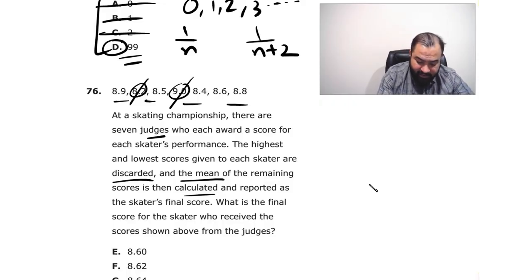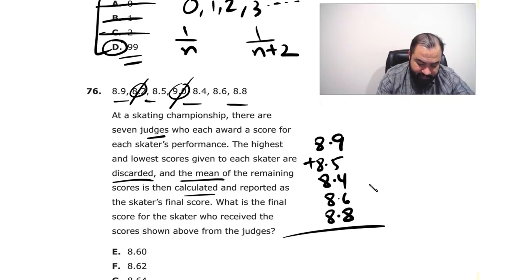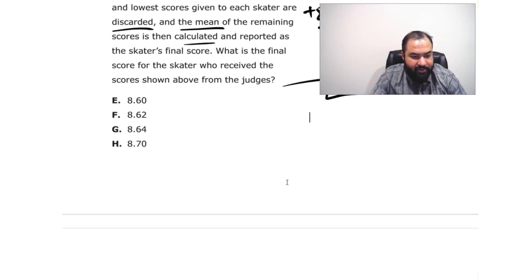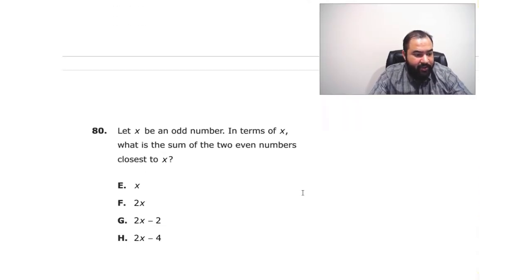So we just have to find the mean of it. So you do 8.9 plus 8.5 plus 8.4 plus 8.6 plus 8.8. Whatever you get, you divide by 5, and that should give you the answer. I'm not doing it now, it's going to take a long time. You just do it. So let's do the next one.